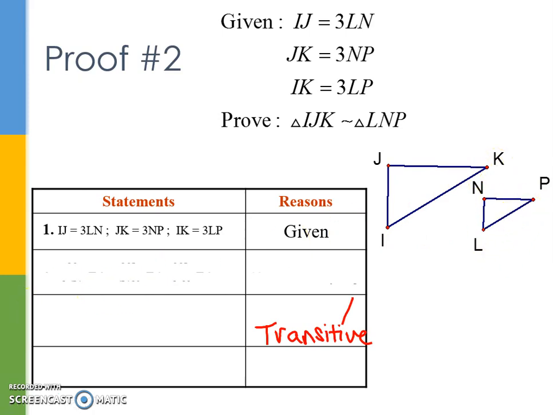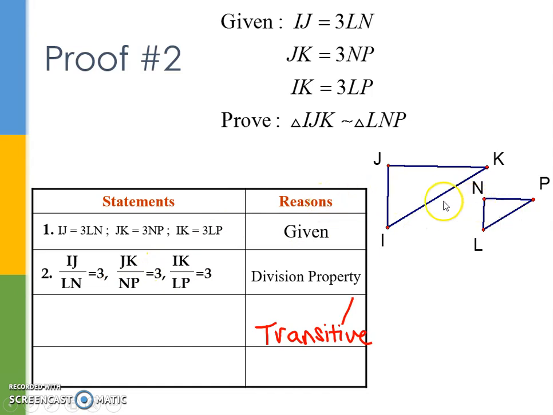So you need to write that proportion. I want you to write the statement of proportionality. So you do IJ divided by LN equals 3. JK divided by NP equals 3. IK divided by LP equals 3. Why? 3 is the scale factor. So you need to write the proportion corresponding. Match, match. These are matchy, matchy, same side.